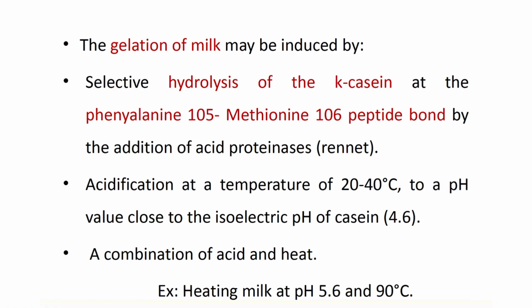Gelation of milk. Milk gelation, the formation of this gel, can be induced in a few ways. 1. Enzymatic hydrolysis. Selective hydrolysis of kappa casein at the peptide bond between phenylalanine 105 and methionine 106 by acid proteinases like rennet. 2. Acidification. At a temperature between 20 to 40 degrees Celsius, bringing the pH close to the isoelectric point of casein, pH approximately 4.6. 3. Acid and heat combination. For example, heating milk at pH 5.6 and 90 degrees Celsius.